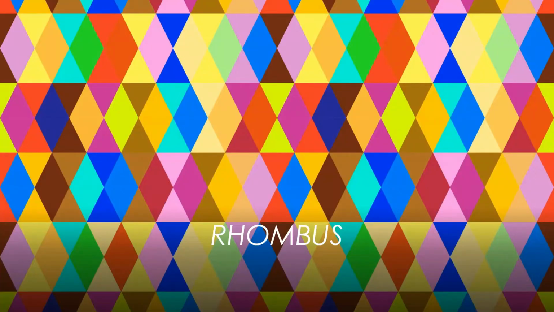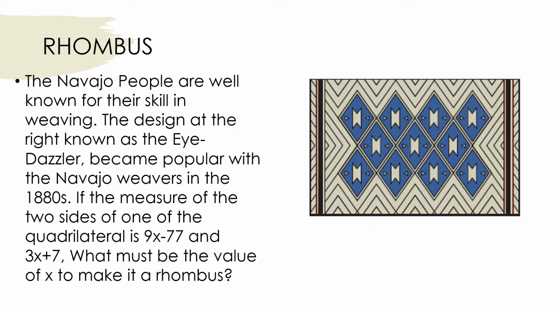The properties of a rhombus. The Navajo people are well known for their skill in weaving. The design at the right, known as the eye dazzler, became popular with the Navajo weavers in the 1980s. If the measures of the two sides of one of the quadrilaterals are 9x minus 77 and 3x plus 7, what must be the value of x to make it a rhombus?